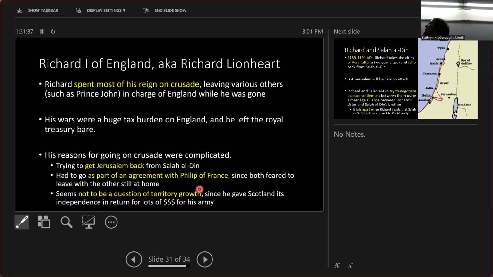His reasons for going on crusade seem to have been pretty complicated. On one hand, he did seem to want to get Jerusalem back, but he also had some other stuff going on. So, for example, he and Philip of France hated each other's guts. They just hated each other so much. And so they both looked at each other and they're like, if one of us goes on crusade, but not the other one, when we get back, the other one will have taken over our country. So they actually make a treaty that they're both going to go on crusade so that they don't attack each other once they're gone. So that's all going on.